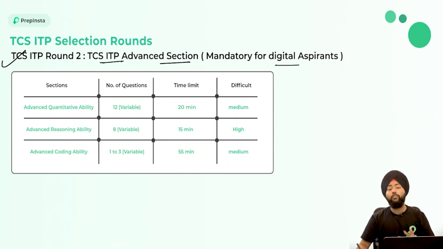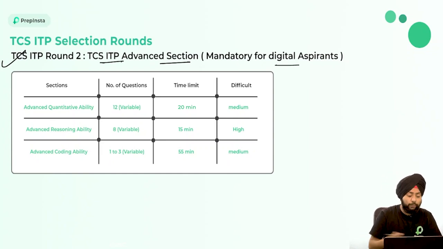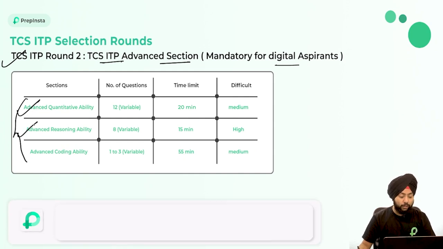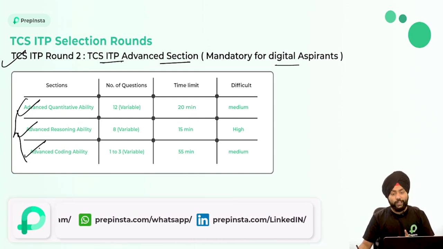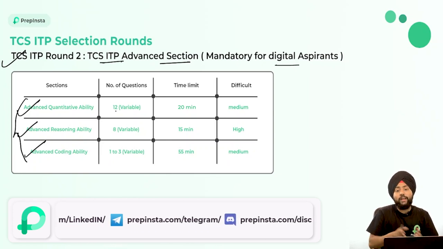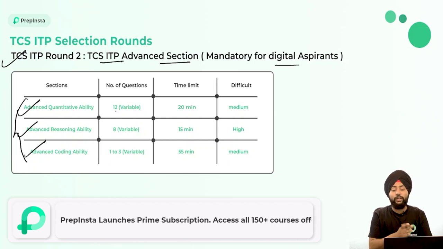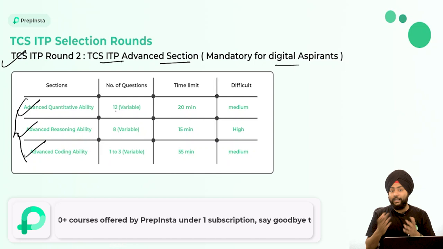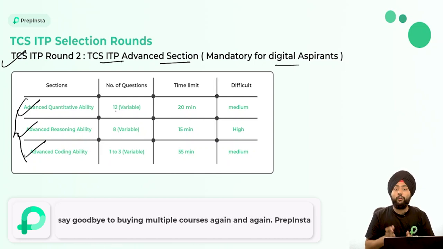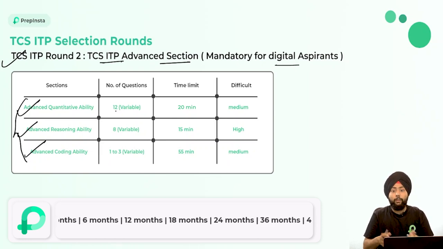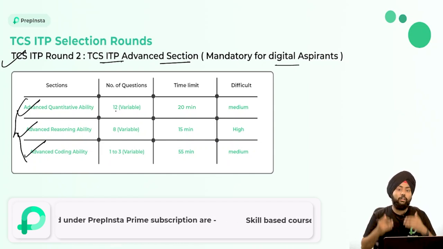Let's see the number of questions and the difficulty level in this round. I have divided the whole into three sections: advanced quantitative ability, advanced reasoning ability, and advanced coding ability. What do you mean by advanced quantitative ability? There will be topics like mensuration, trigonometry, and questions related to triangles or the number of triangles, counting the number of squares. These kinds of questions make up the advanced level quantitative ability.